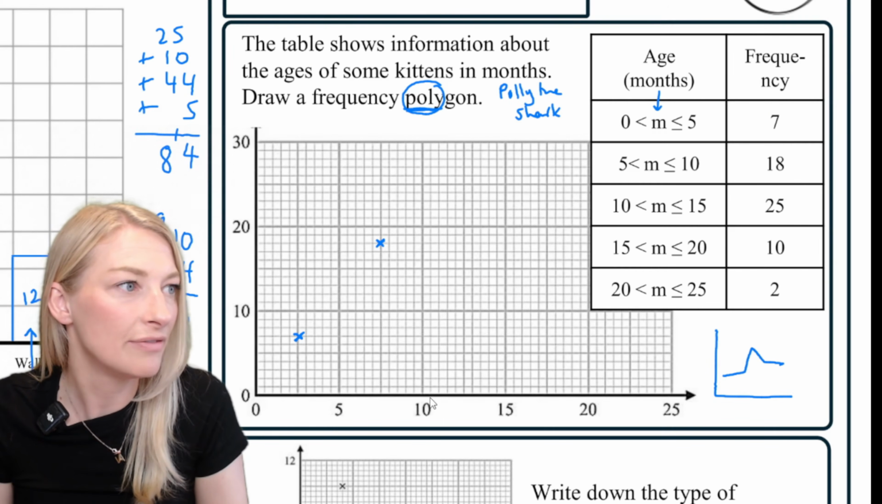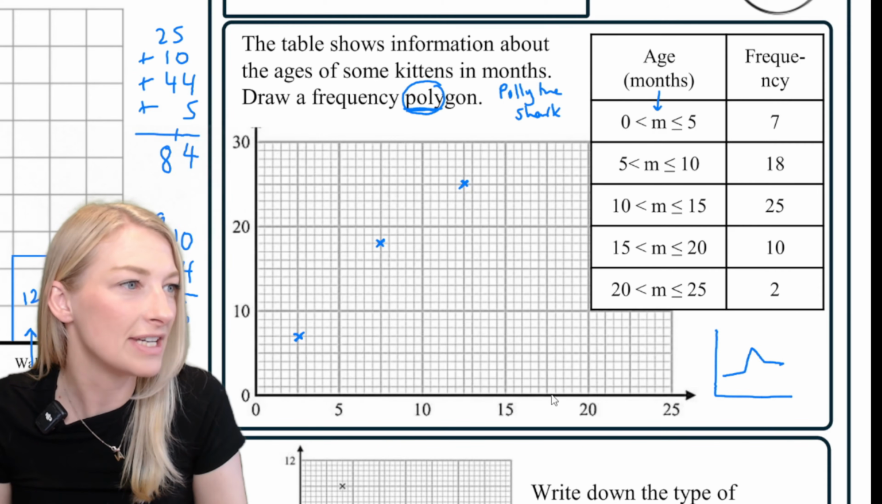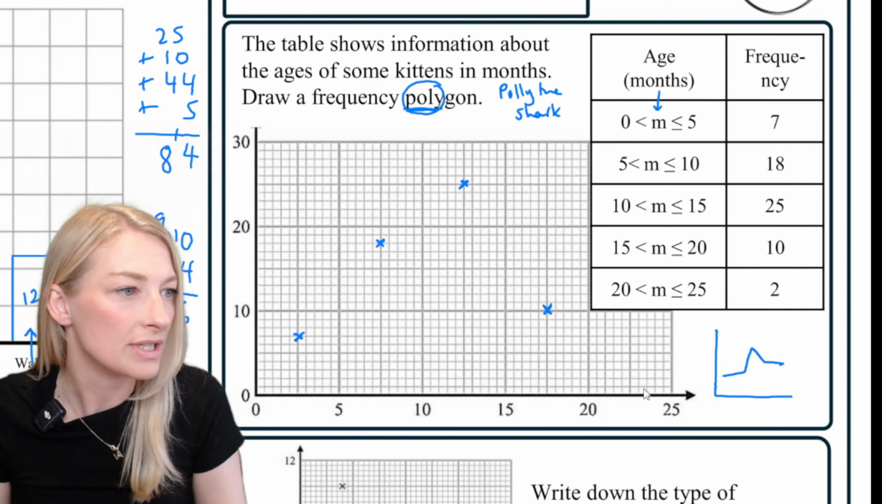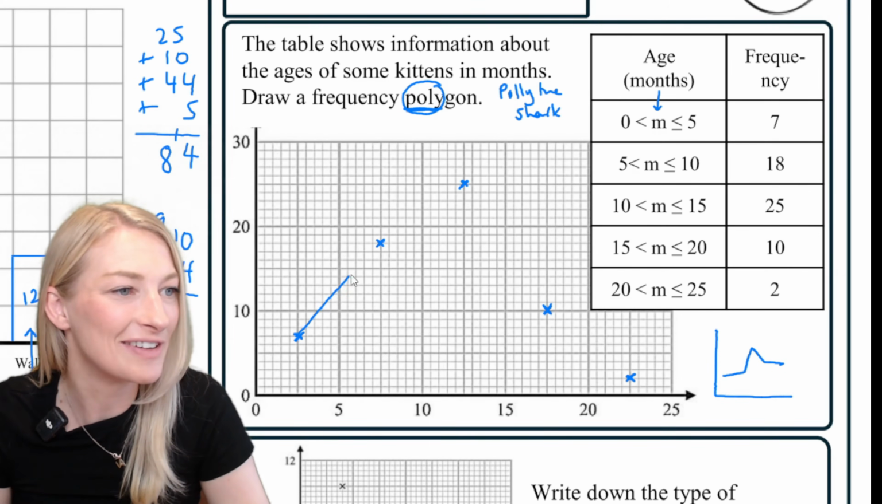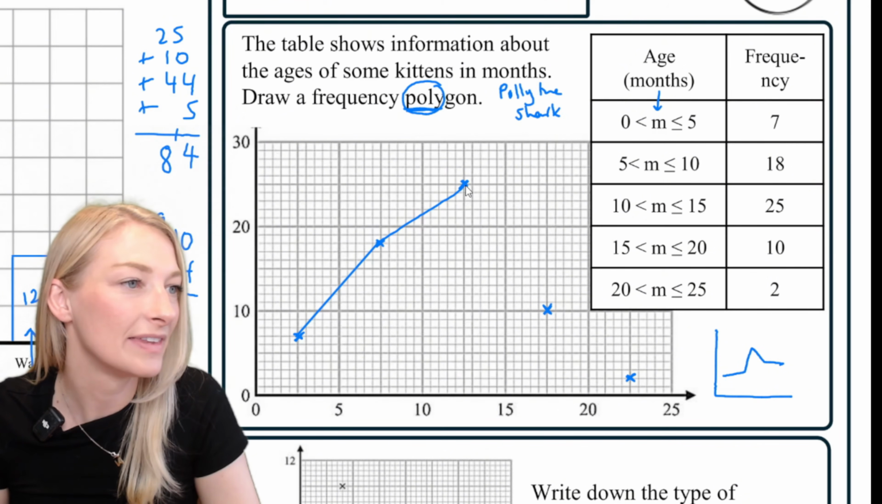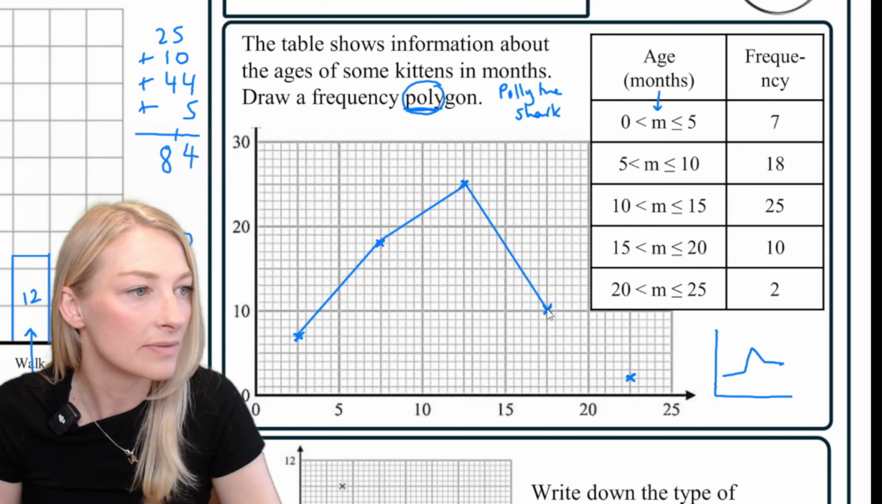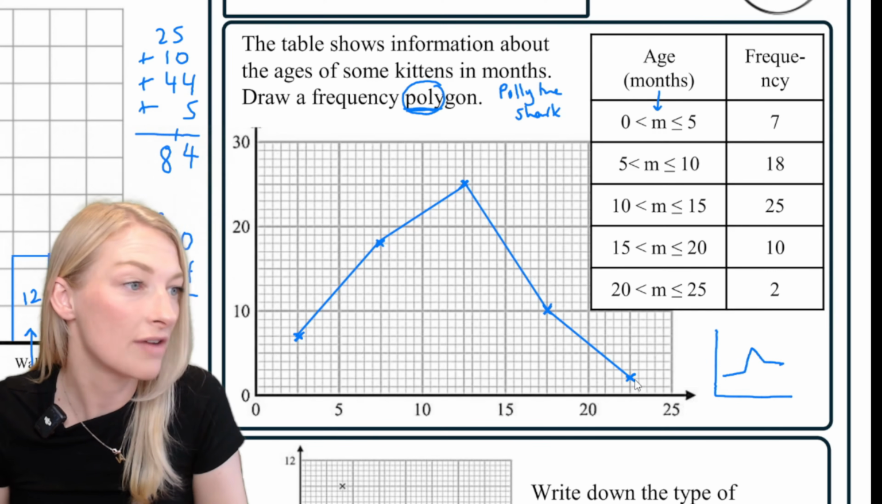You're going to go between 10 and 15 and go up to 25. Between 15 and 20, we're going to go up to 10. And then from 20 to 25, you're going to go down to 2. The beauty of writing the questions is I made that work around the table because it didn't quite fit in. But there we go. Join them up with nice straight lines like this. And that is your graph complete.